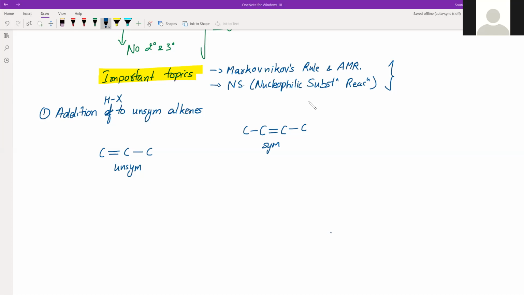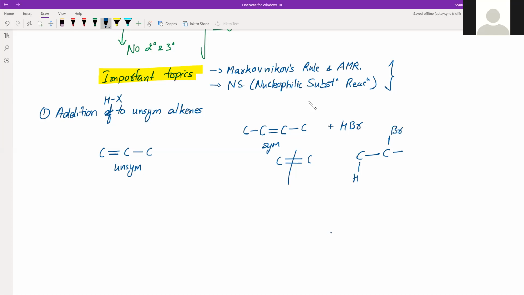Now, when it is a symmetrical alkene, and you are doing some addition, say for example HBr, addition means what? A double bond will break, the pi bond will break, right? This will break between C and C, and there will be a single bond, and now both of them are ready to make one bond. So one H will come here and one Br will come here.